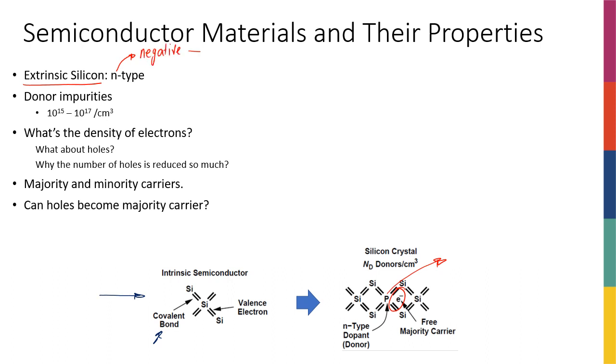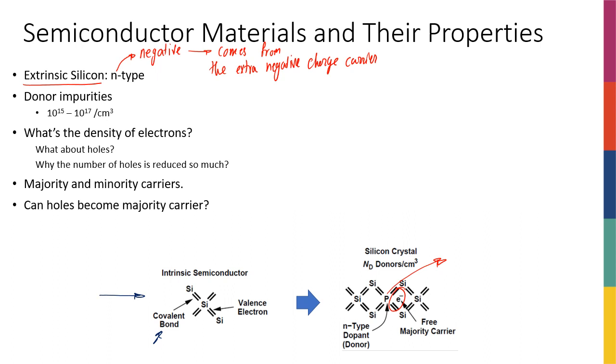Negative comes from the extra negative charge carrier. Okay, now how much is the typical value for these donor impurity, and why do we call it donor?